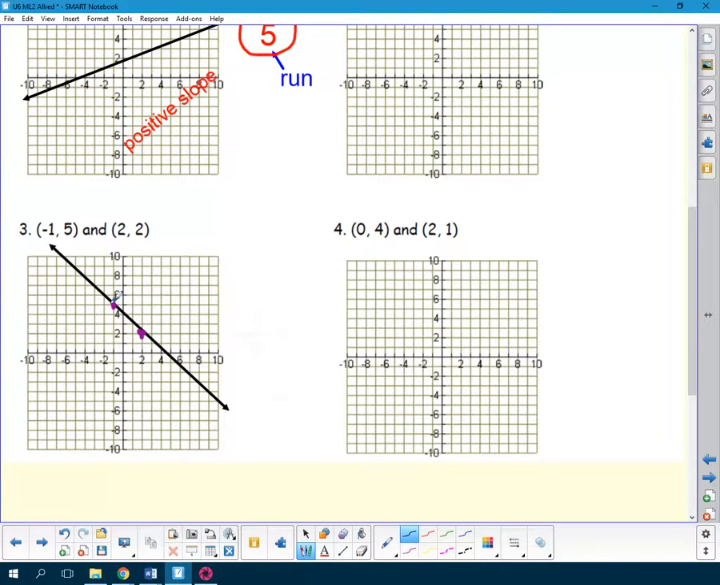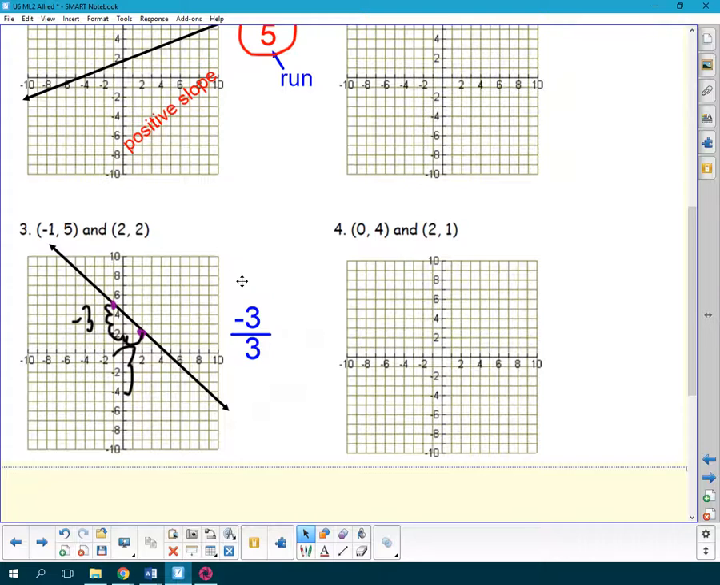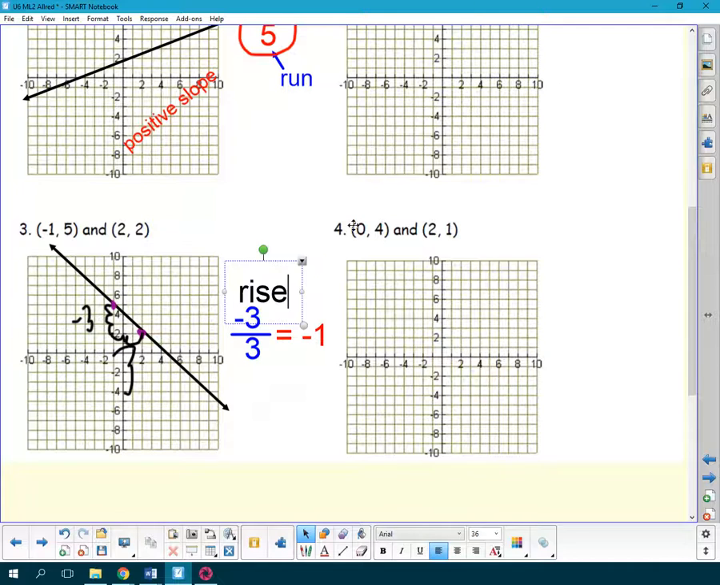If I look at the rise, it actually goes down from left to right. So I'm going to go 1, 2, 3 down. It goes down -3, and then it actually runs over 1, 2, 3 times, +3. So you could say that the rise over the run is -3 over +3. That's the rise over the run, and that might simplify to -1. If you actually divided those fractions, that would simplify to -1.